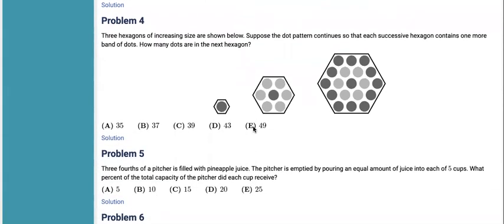Problem 4, three hexagons of increasing size, with a dot pattern. One more bit of dots. How many dots are in the next hexagon? Well, we can just, well, crap, we can't count. But you know what? Because we're pencilless, we can notice patterns. Each band is 6n except for the center band, which only has 1. So the next band has 3 times 6, which is 18. So 18 plus how many dots are in the current one is our answer. I can't really bother to add the current one. So it's just 1 plus 6 plus 12. So this is just 37. So it's probably just B.